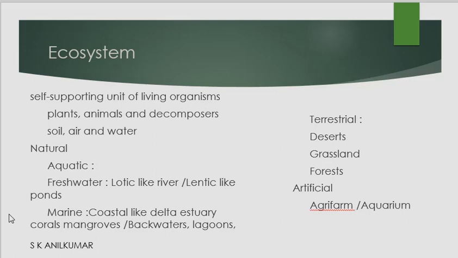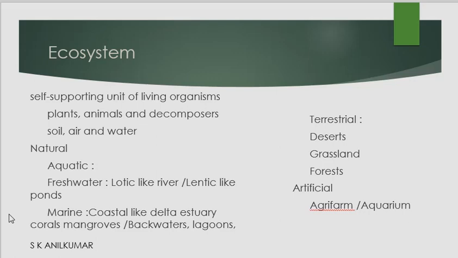Right? Artificial ecosystem is man-made, created. What do you create? You create an ecosystem. You create a fish tank. In the fish tank, you put some worms, you put some germs, you put some planktons, you put some fish, you put a big fish, you put a small fish. You create an aquarium. You create a farm.